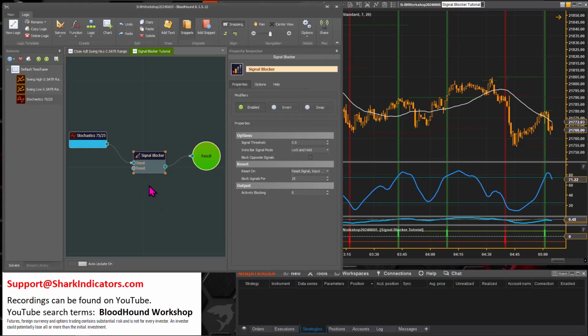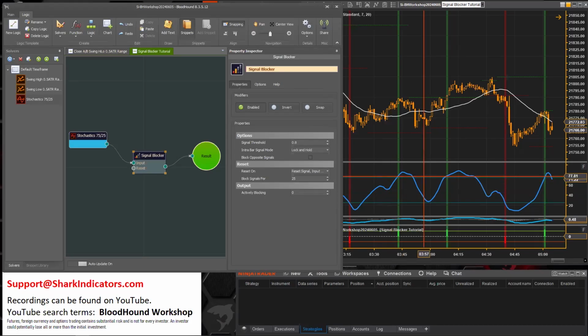The next most commonly used element of the signal blocker are the resets, right? Because sometimes you don't want to block for 25 bars, just blindly. Sometimes you need the next signal to get through here. So we have a bunch of reset options here. And let me create an example of why we might need a reset here.